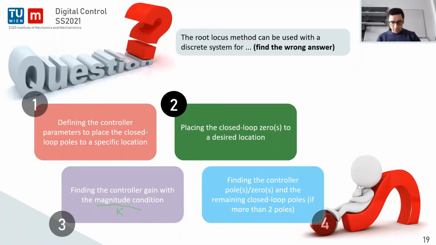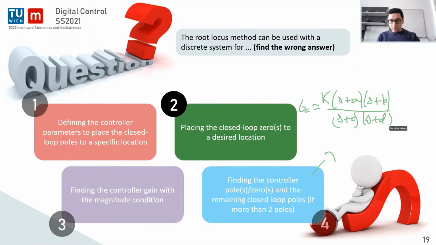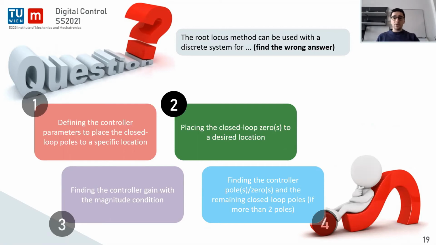And so this last statement here means that if I've got a controller like this, for example, (s + a)(s + b) divided by (s + c)(s + d), this will be my controller. Or it can also be in discrete time, since it's a discrete lecture, so let's use z, it doesn't change anything. Then I can use the angle condition to find a, b, c, and d to meet a closed loop pole requirement. And so finding the closed loop zeros, no, why is it not true?